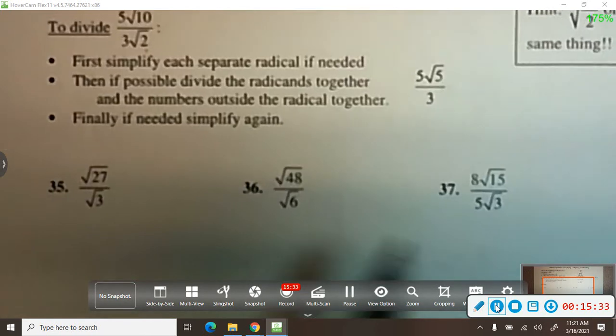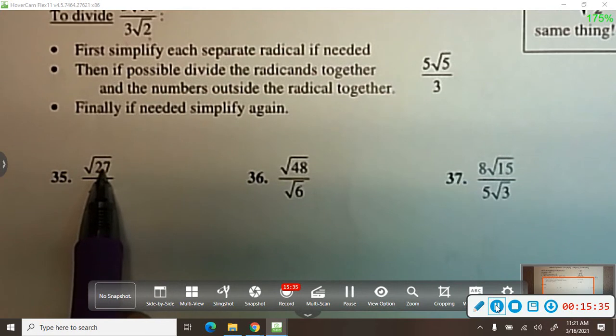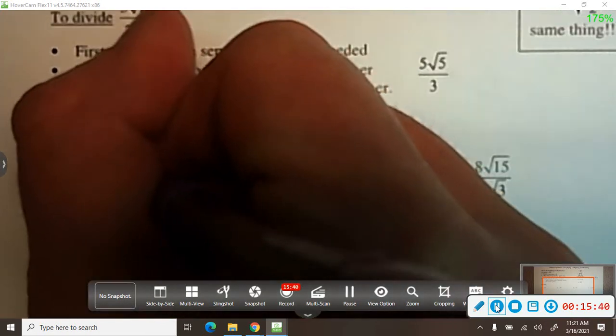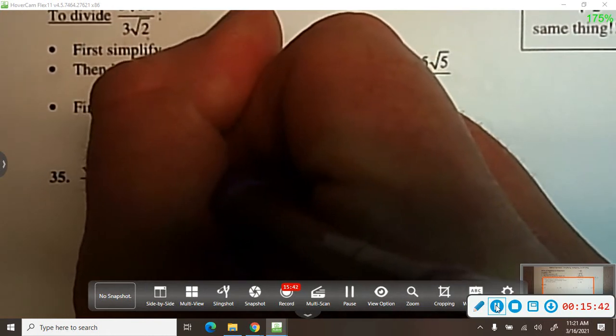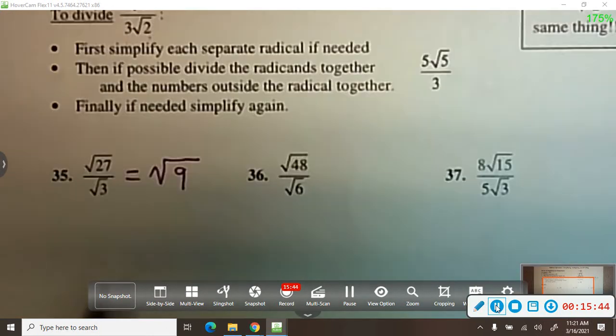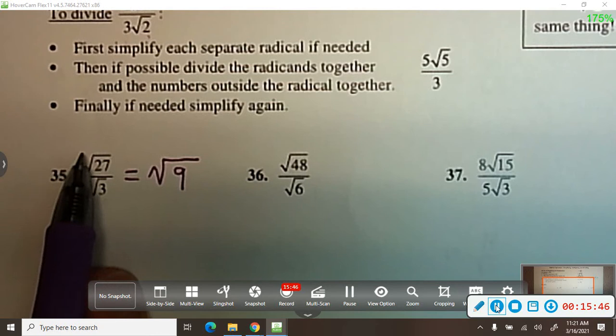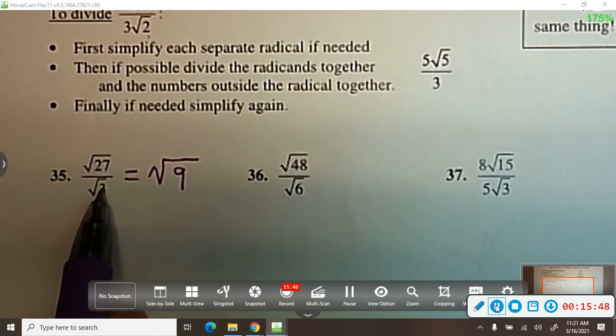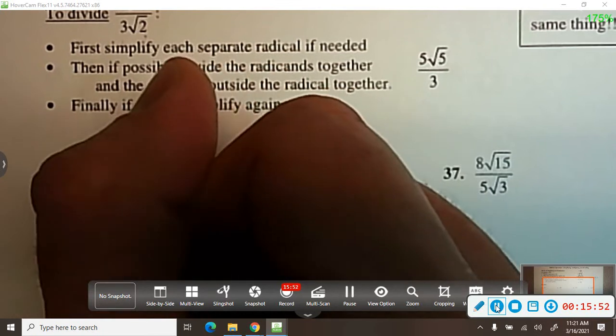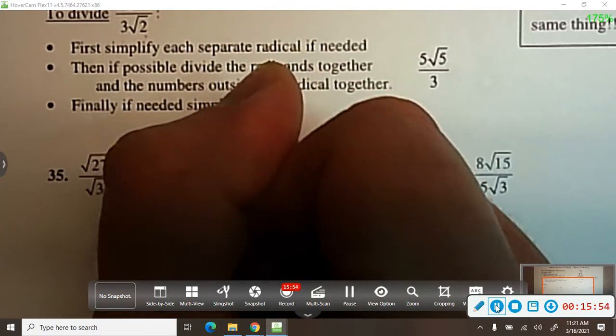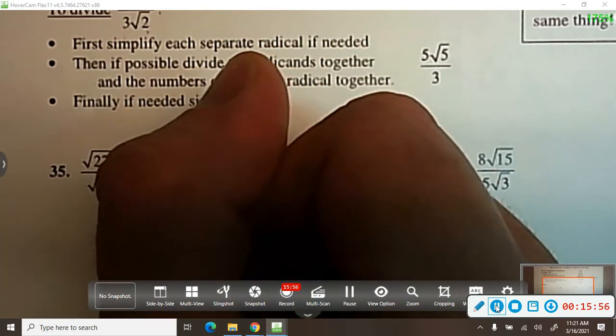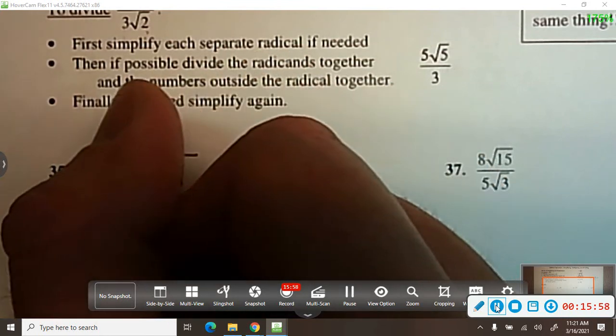So for example, you could take 27 divided by 3, which is 9. So this equals the square root of 9. And that's only if they're the same index, which they are. They're both 2. And the square root of 9, if you need to, that's 3 times 3. So one pair comes out, and you're left with just 3.